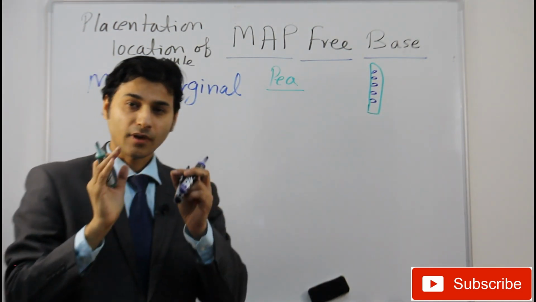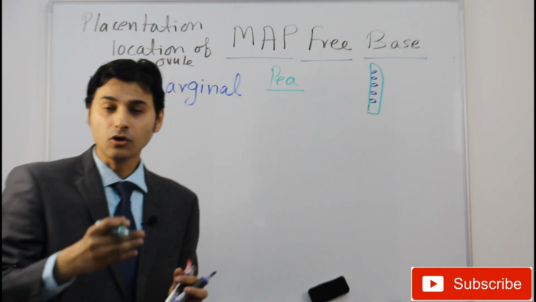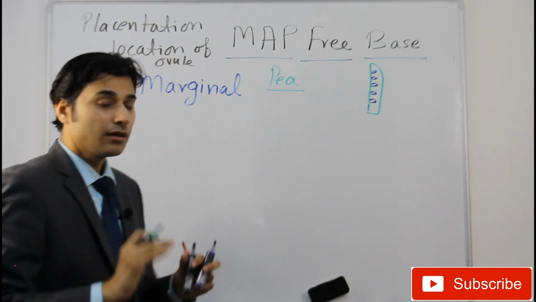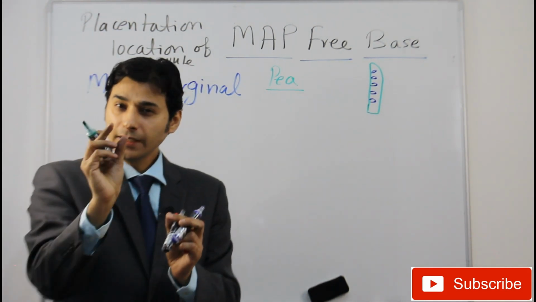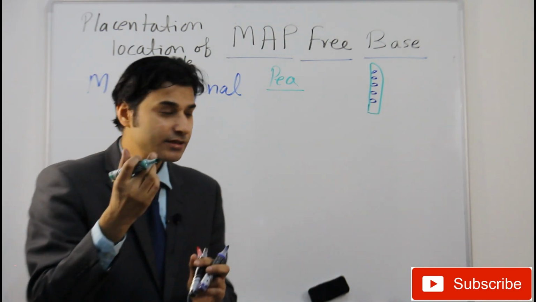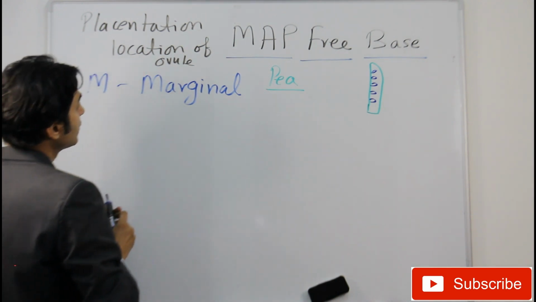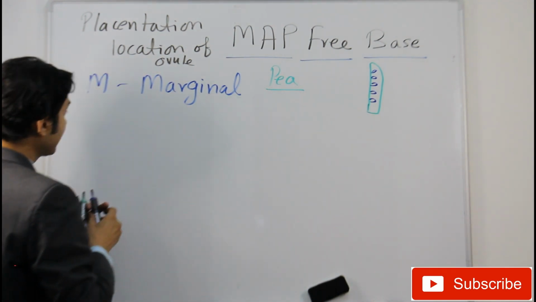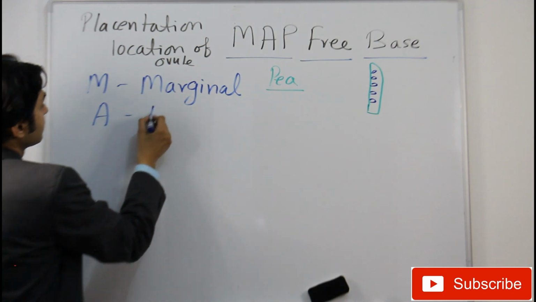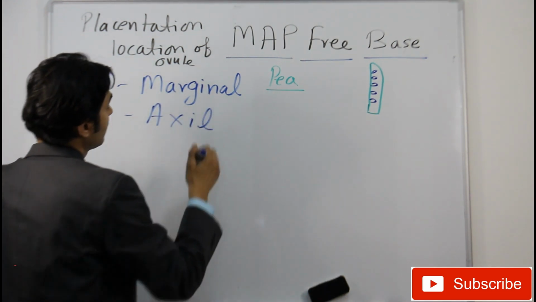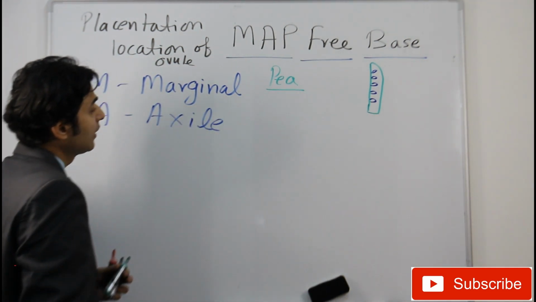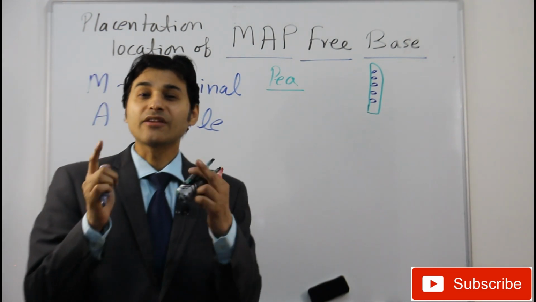So, ovules will become seed later on. The ovary will become fruit, and the ovule inside will become seed. So this is marginal. Number 2 is A. A means axile. Axile means in the axis.